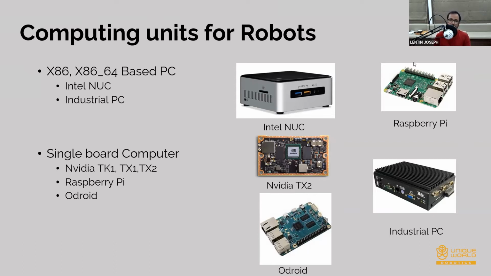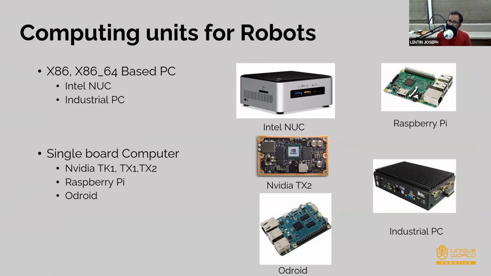Yes. So these are some of the computing units that we can use in the robot. Mostly the robot will be moving, though there are robots that don't move, like a robotic arm, which is placed in one location and can pick up objects. There are also robots which move using wheels. So there are different configurations.